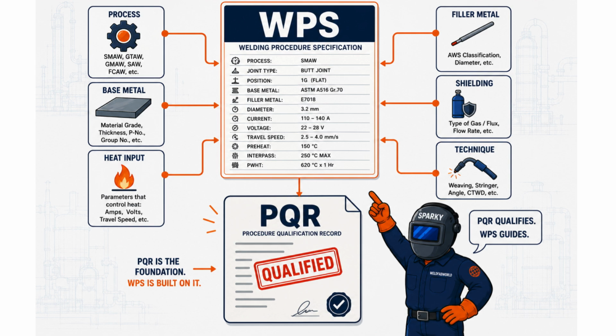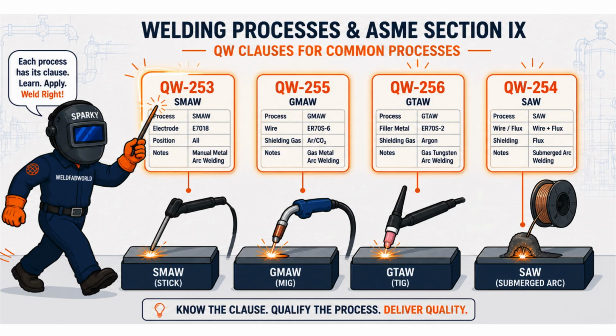And ASME even gives you a ready-made template for the WPS itself, Form QW-482, so you are not designing the paperwork from scratch. Here's the part most people miss. The exact list of variables on your WPS depends entirely on which welding process you are using. Stick welding has its own table, QW-253.